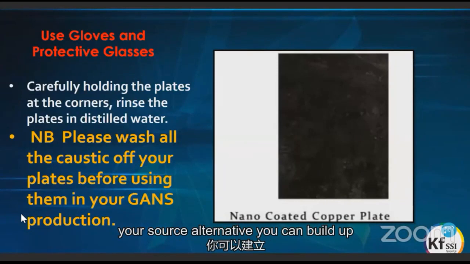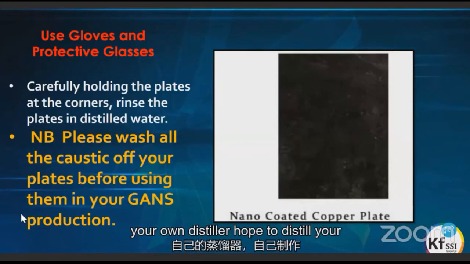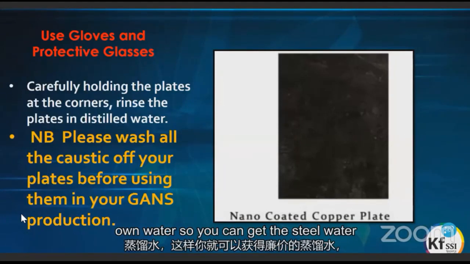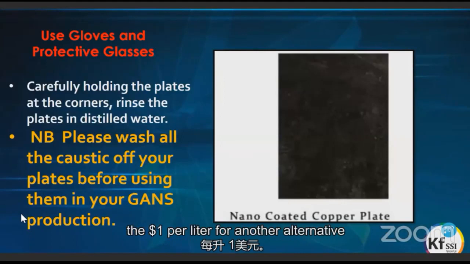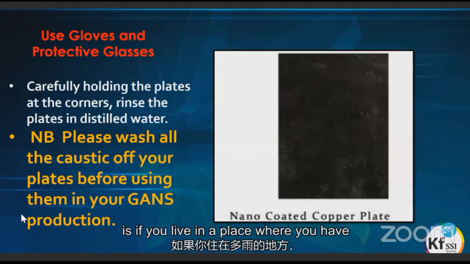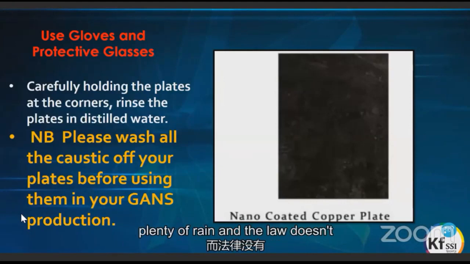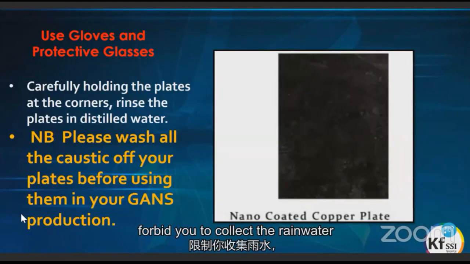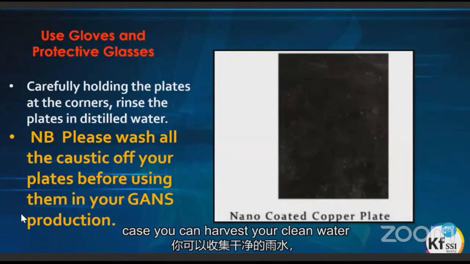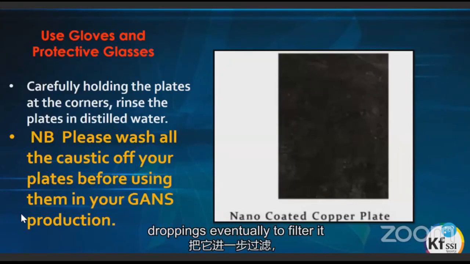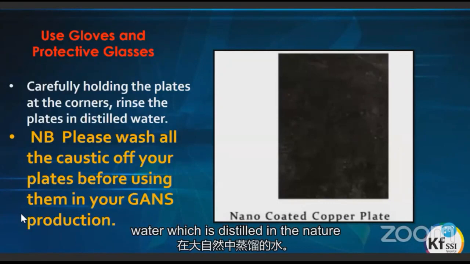Alternatively, you can build your own distiller to distill your own water, so you can get distilled water at 50 cents per liter instead of paying $1 per liter. Or another alternative is if you live in a place where you have plenty of rain and the law doesn't forbid you to collect the rainwater, because we heard such strange things in some states. In that case, you can harvest your clean water from a clean surface without bird droppings, eventually filter it further, and that's the best distilled water, which is distilled in nature.